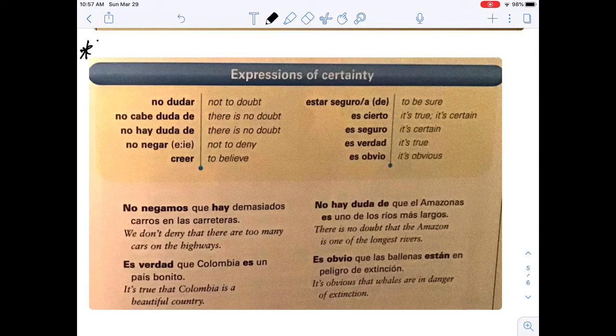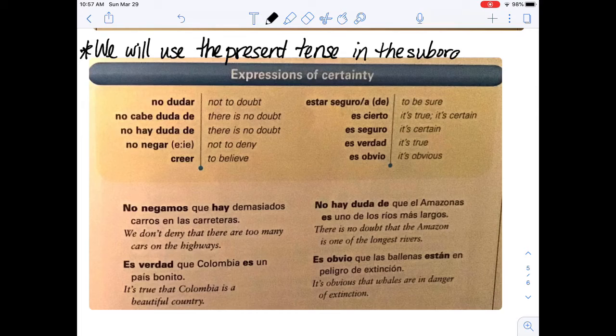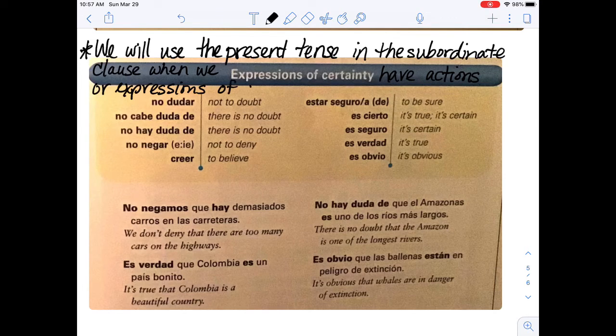So I'm going to pull this right here so that we can make a note right here, okay? So we're going to say, we'll use the present tense, just the regular present tense, in the subordinate clause when we have actions, which are verbs, or expressions of certainty. Okay?